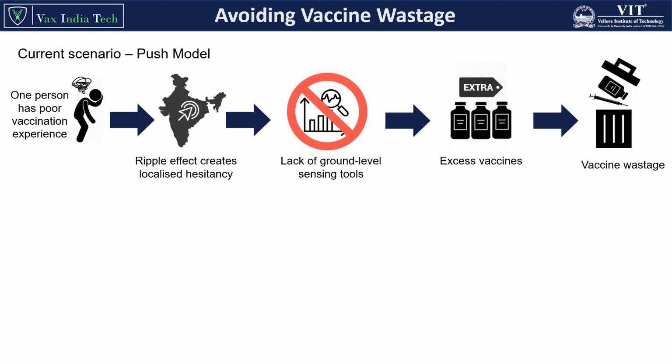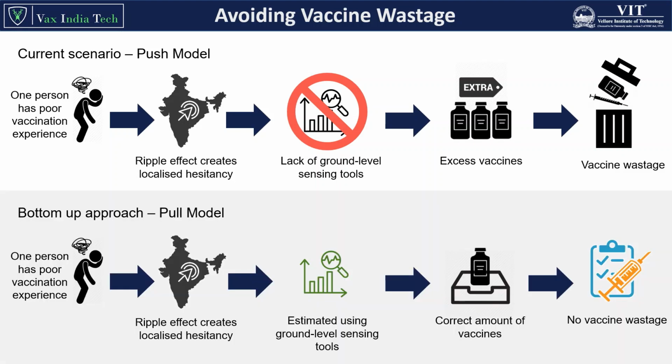In the current push model, there's a lack of ground-level sensing tools to anticipate such situations. The vaccination center will be overstocked, resulting in vaccine wastage. To overcome this, we require effective dynamic ground-level planning. By using a pull model, we can visualize the trends of vaccine reallocation and wastage. For the same situation, using these tools, we can estimate the required amount of vaccines and avoid wastage.